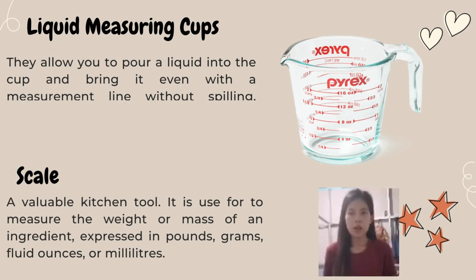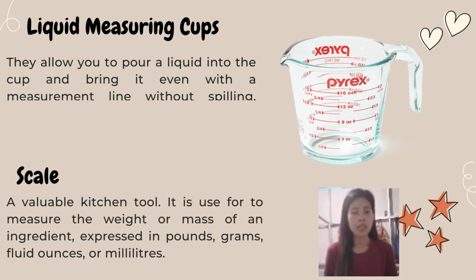The liquid measuring cup allows you to pour a liquid into the cup and bring it even with a measurement line without spilling. The liquid measuring cup sets come in the following sizes: 1 cup, 2 cups, 4 cups, and 8 cups. This liquid measuring cup is a perfect tool for measuring liquid ingredients like milk, water, and oil, and has standard units. So next is the scale.